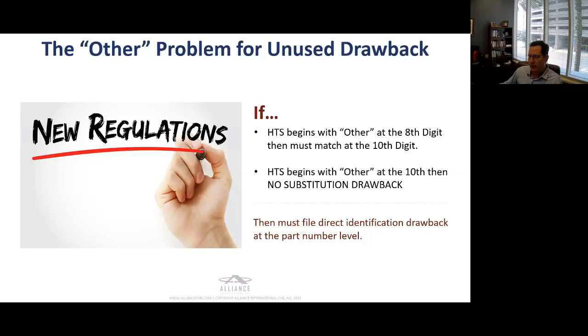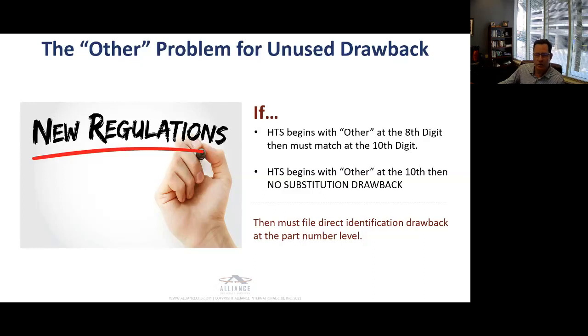So we could be dealing with a particular chemical that's manufactured that falls under the polyethylene specification, and if it doesn't fall into that specific classification or that description, it could fall into an other category. Okay. If we fall in an other category at the 8th digit, then we got to go to the 10th digit of the harmonized tariff schedule number. If at the 10th digit, we still don't have a product description or what's called a statistical breakout, and it just resides in this catch-all other basket, then we're not able to file under substitution. Our only option at that juncture is to go back to the part number level and file under direct ID.